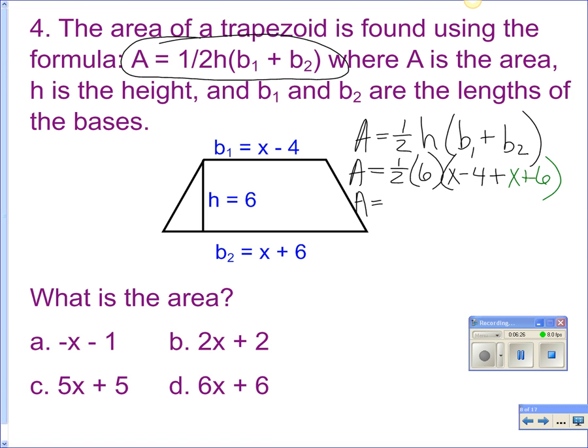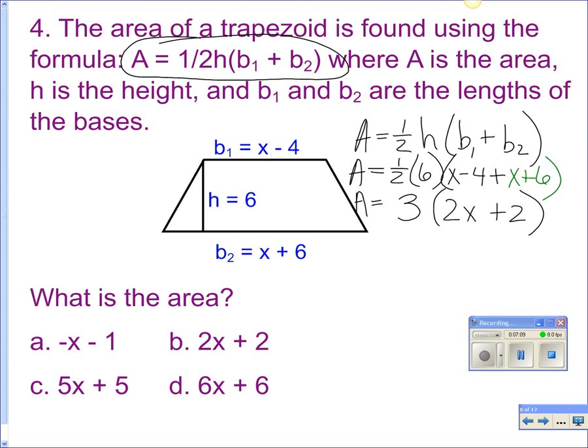A stands for area. What does it mean when you have 1/2 and 6 next to each other like this? Multiply. What is 1/2 times 6? 3. That's what I want you to do next. I want you to write a 3. And then I want you to put another parentheses. What's inside this parentheses needs to be simplified or put together, however you want to think about it. I need to simplify that. What goes with X? The other X. So what's X plus X? 2X. And then -4 gets put together with the +6. +2.